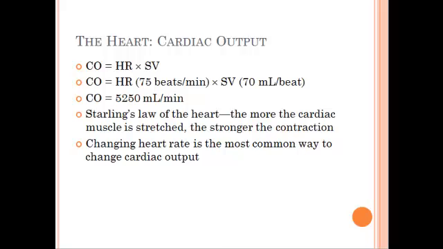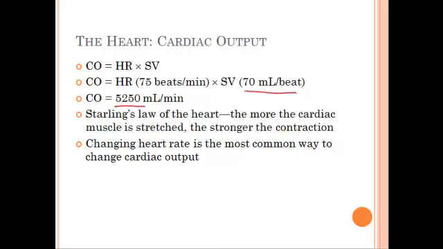So, for example, someone that has a heart rate of 75 beats per minute and a stroke volume of about 70 milliliters per beat, you multiply those two and it gives you a total of 5,250 milliliters per minute that is being sent around the body. If you remember back to when we talked about blood, we said the average person has about 6 liters of blood, or about 6,000 milliliters. And so basically, every minute, all of the blood in your body is being sent around the body once.